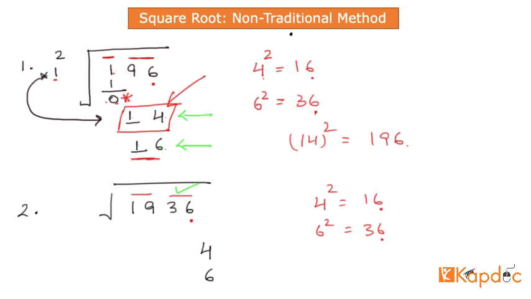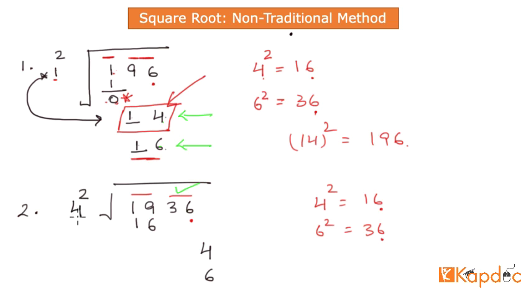Done. Next, find a number such that when you square it, it becomes either equal to or less than this remaining pair that we have. Okay, so when I square 4, I get 16, right? And that is less than 19.